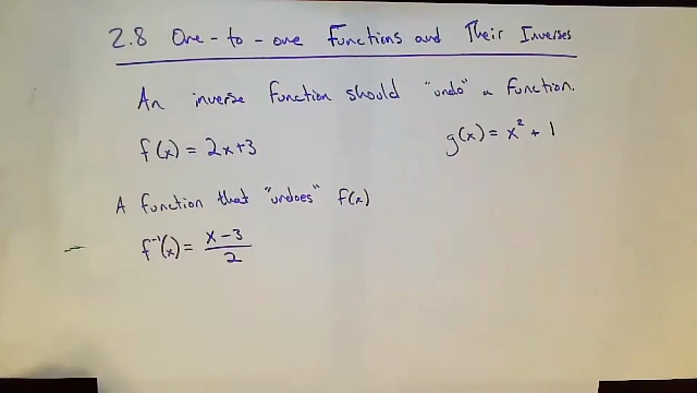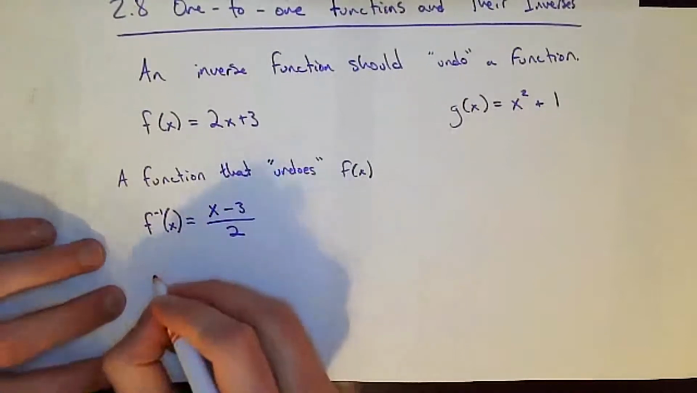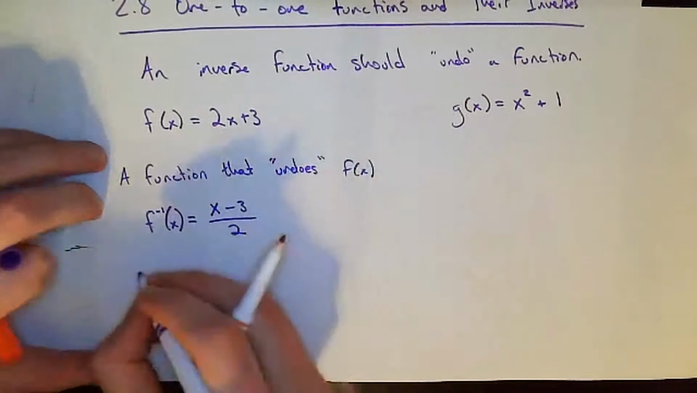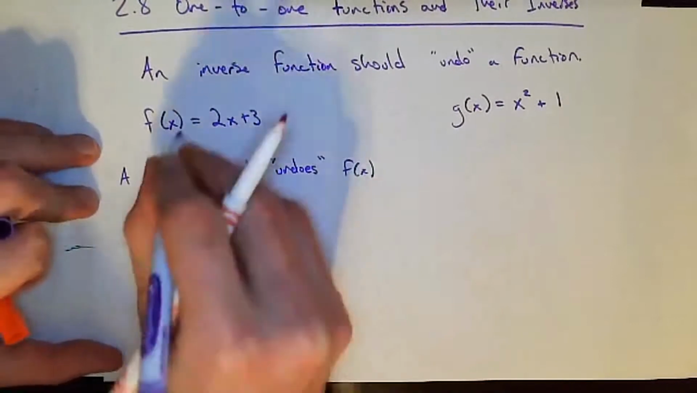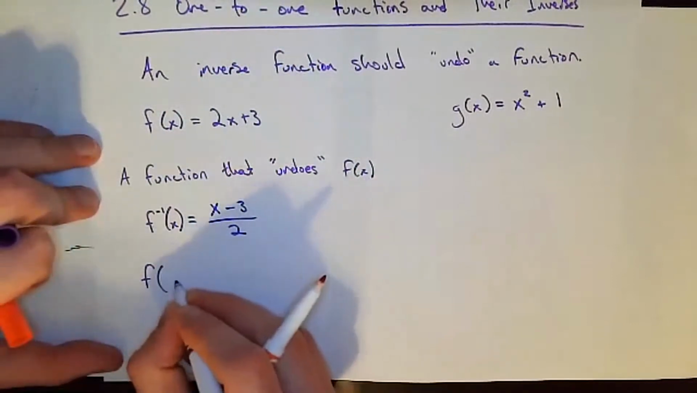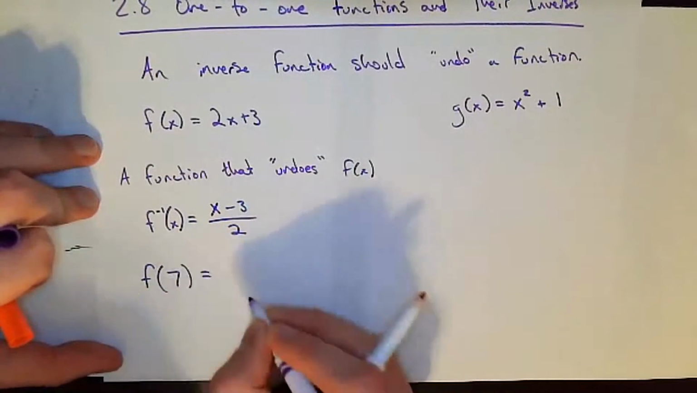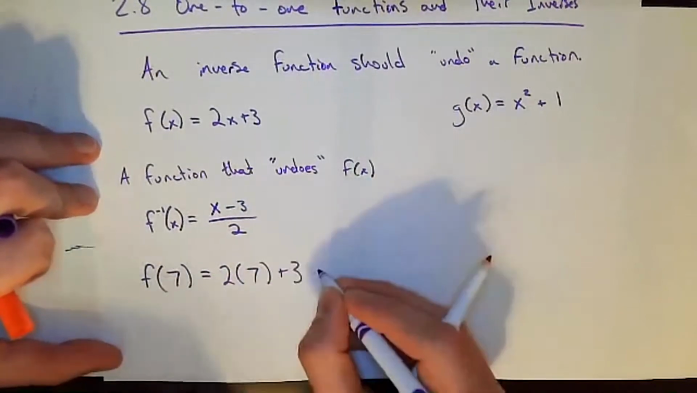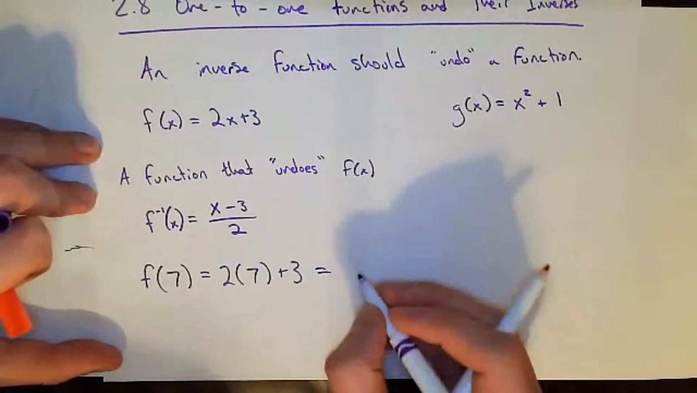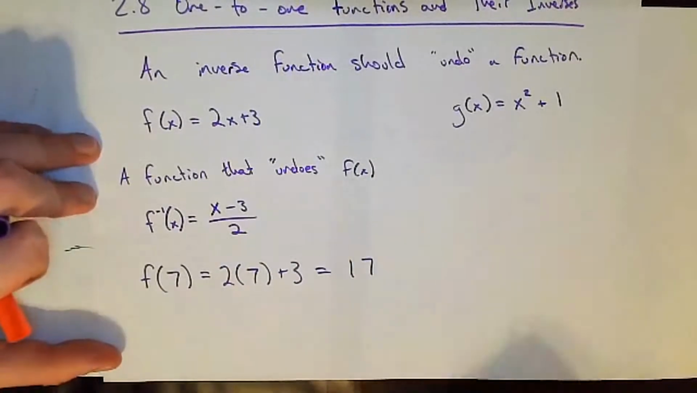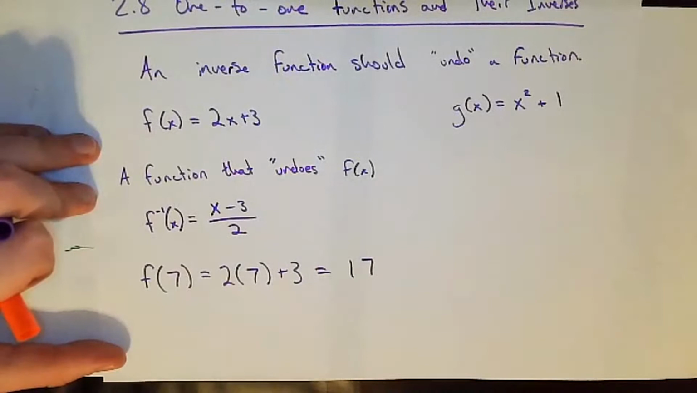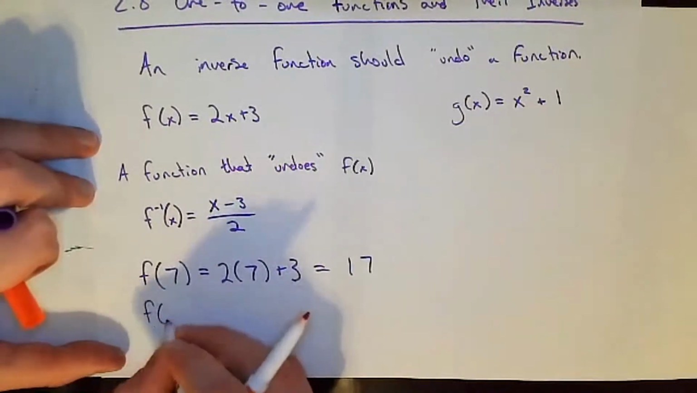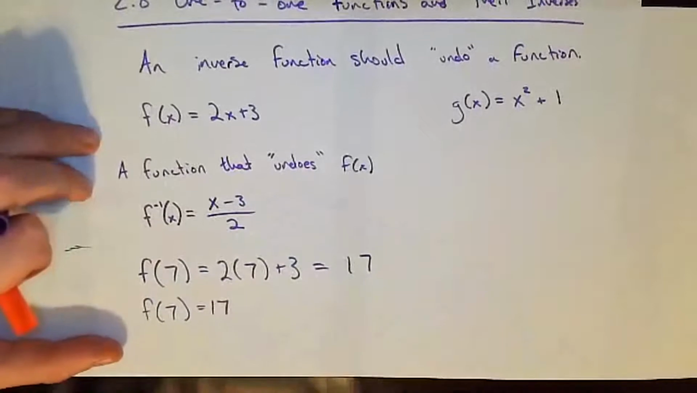So what does this mean? For instance, this function f of 7 is going to be 2 times 7 plus 3. It takes in that input of 7, multiplies it by 2, and adds 3. That gives me 17. So I'm getting f of 7 equals 17.